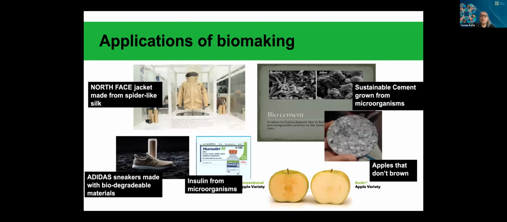And there's already a whole world of applications of biomaking out there. I just listed a few here, like sustainable cement, which is grown in microorganisms, Arctic apples, which you can find in your local supermarket. They have a gene switched off so they don't brown anymore. In clothing, North Face a few years ago presented a jacket made of spider-like silk, and Adidas sneakers.